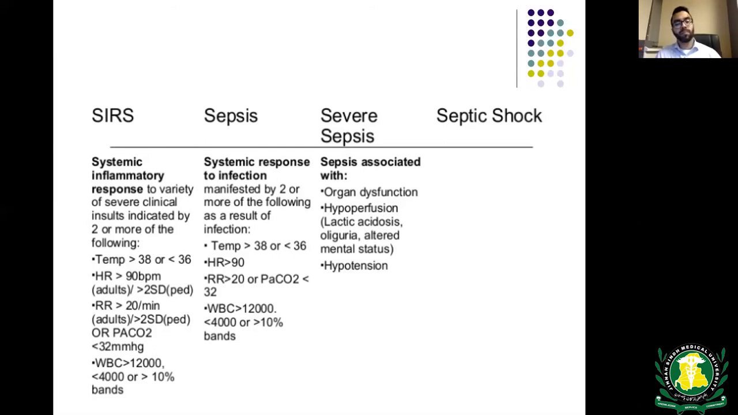This is how we define systemic inflammatory response. And as we talked about, if it's secondary to infection, we call it sepsis: pneumonia or wound infections or abscesses or what have you. However, if as a result of sepsis you develop organ dysfunction or all your parameters become deranged, you call it severe sepsis. Septic shock is when you have full-blown multi-organ failure.